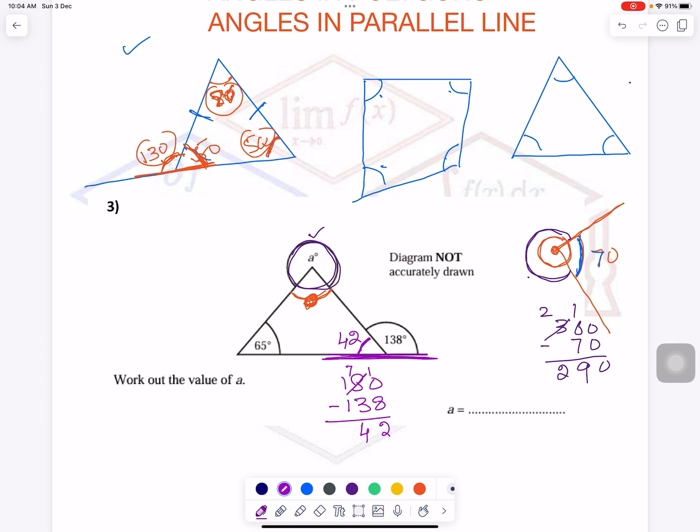Now tell me, can you find this angle, the one on the top here? Yes, the sum of the angles in a triangle is 180 degrees. So let me call it, for example, T. So I will say T plus 42 plus 65 equals 180. And I can easily find it: 65 plus 42 is what?